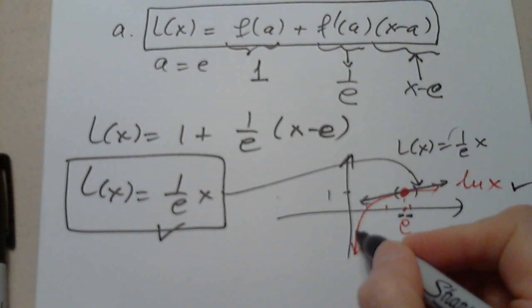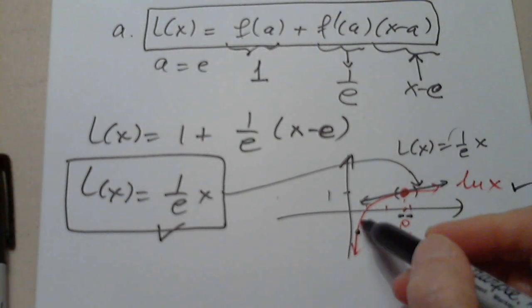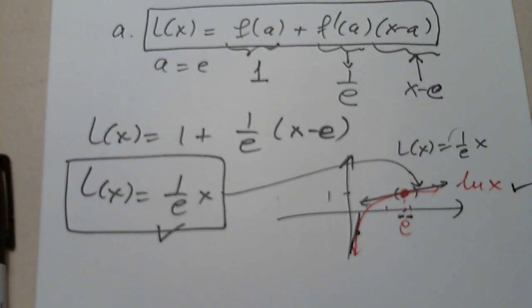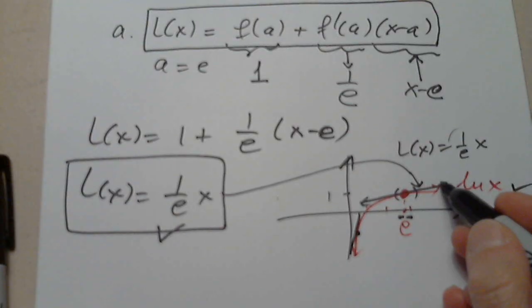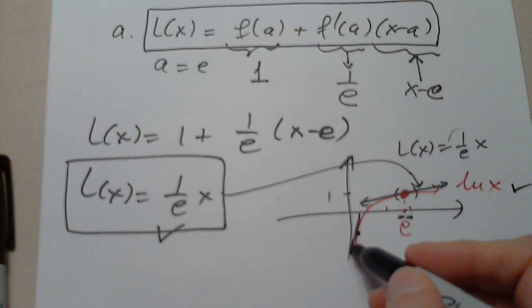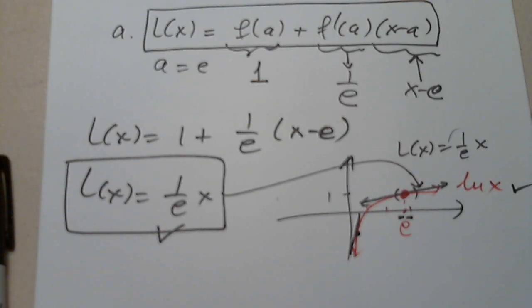But if you say approximate the function here, no, it's too far out. Here I have to determine another tangent, and then I will be able to use this tangent, but not this tangent, to approximate natural log near that point. That's all it means. Good.